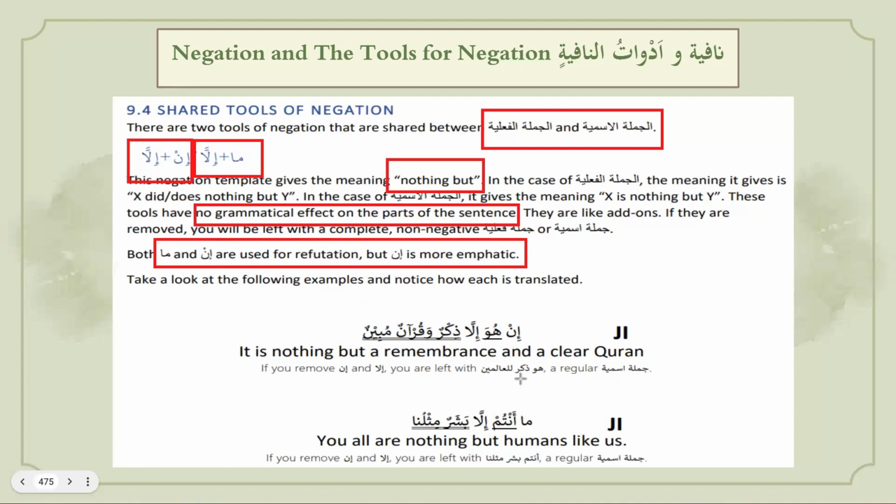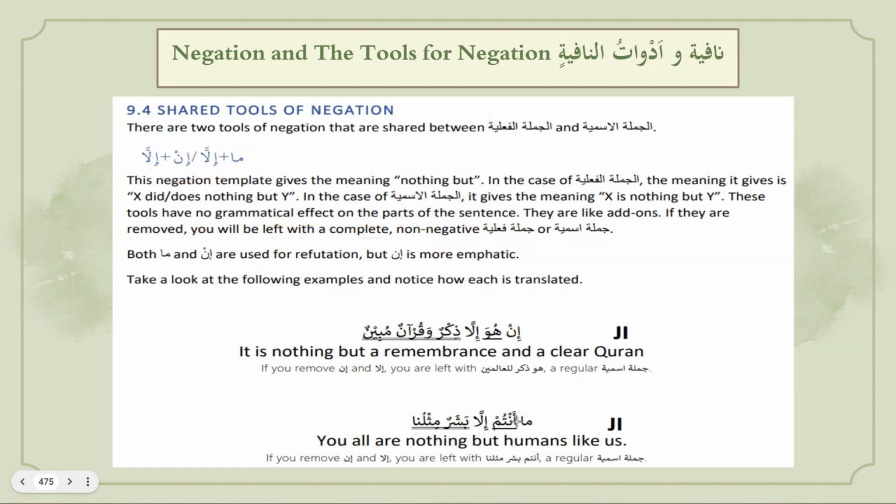So these are the examples. In huwa illa zikrun wa Quranun mubin. It is nothing but a remembrance and a clear Quran. So you have in, and then huwa mubtada, and then illa, and then the khabar zikrun wa Quranun mubin. So if you remove in plus illa, then you'll see huwa zikrun wa Quranun mubin. It is a reminder and a clear Quran.